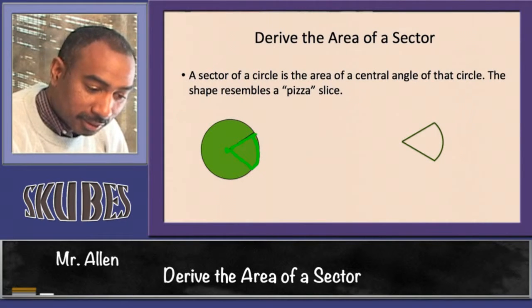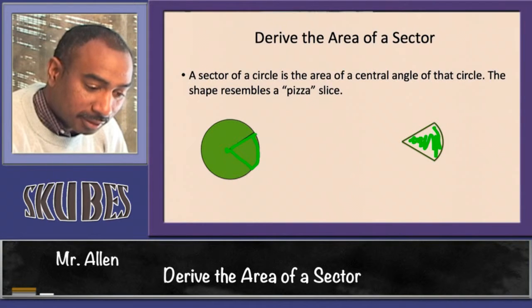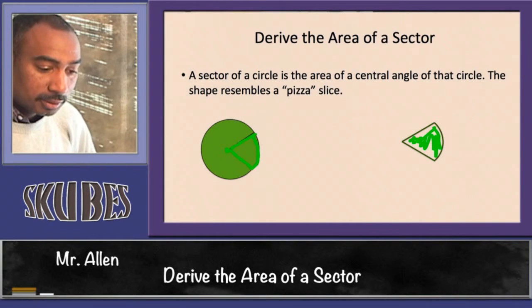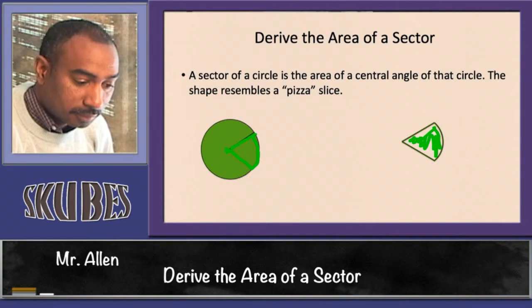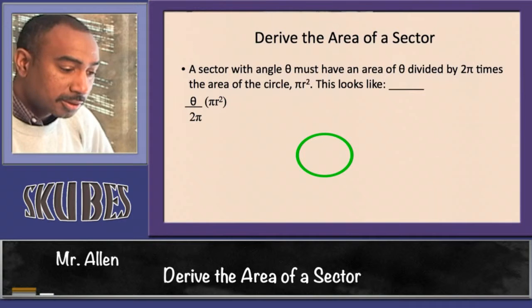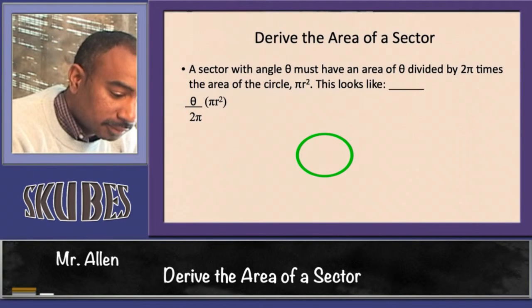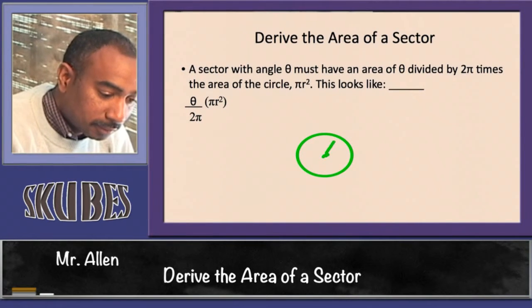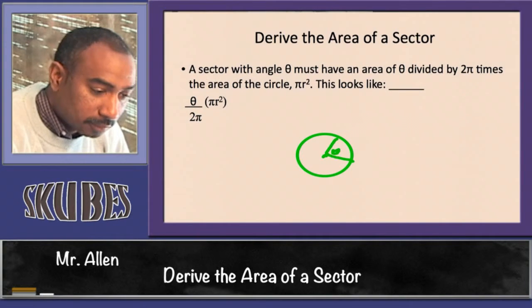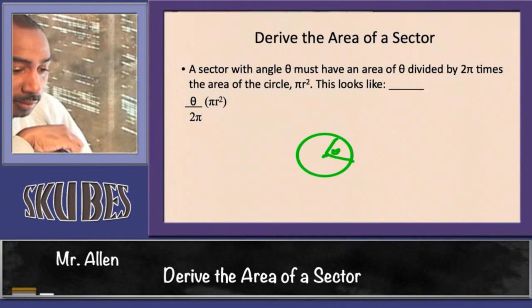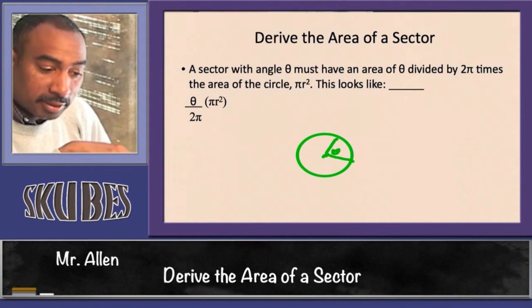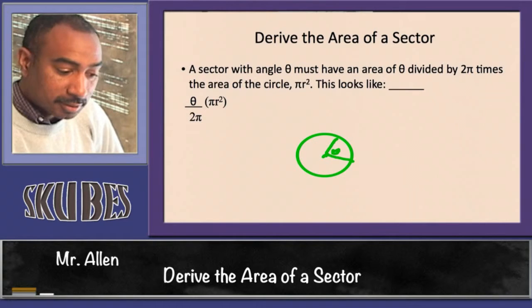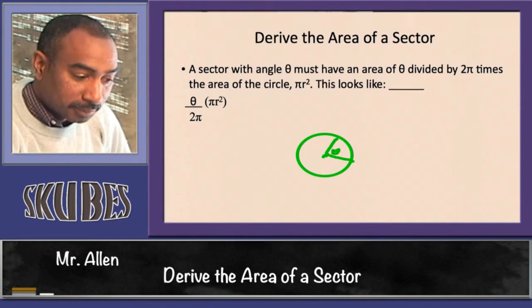Or you can look at it like this. And we're going to figure out the area inside this sector. All right, a sector with angle theta must have an area divided by 2 pi, because 2 pi is equivalent to 360 in radians, and that's the degrees around the circle.